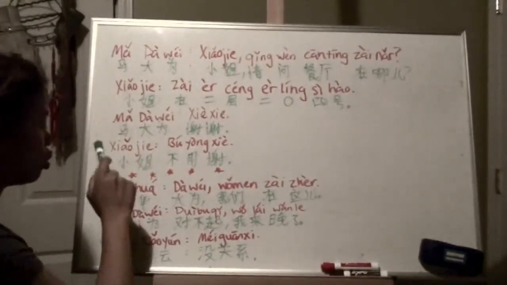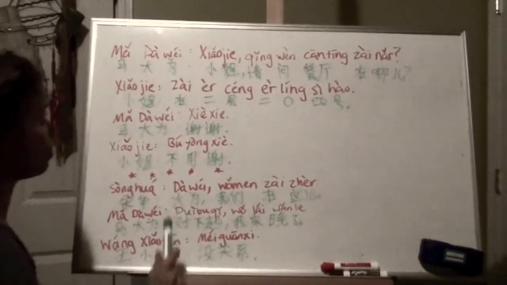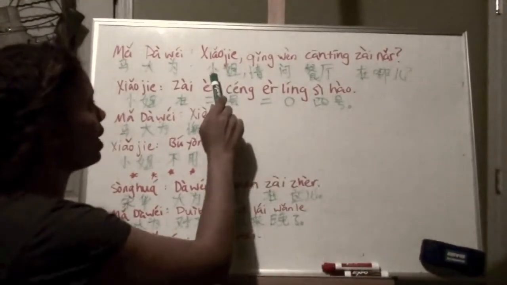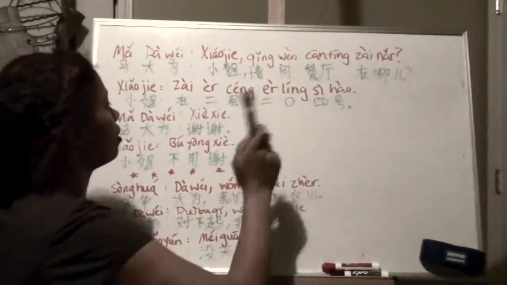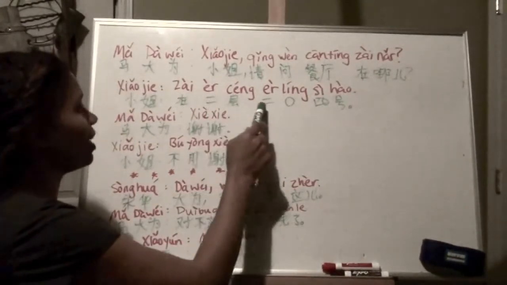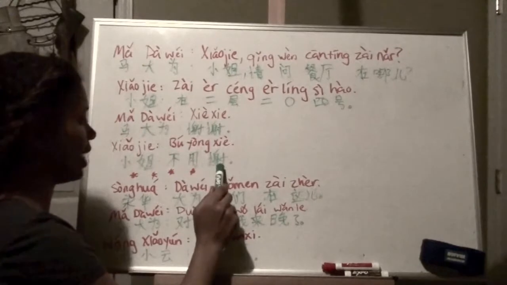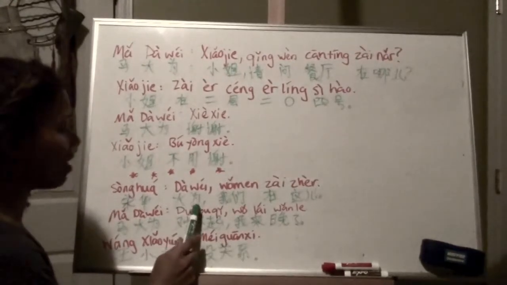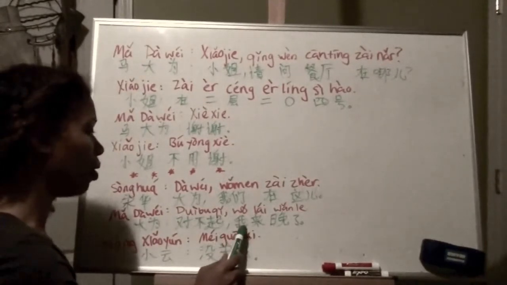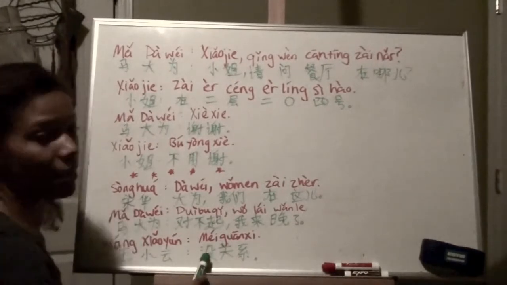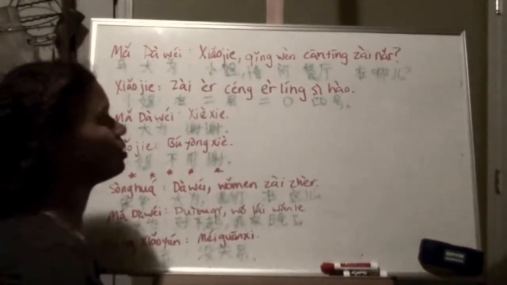宋华， 宋华，王小云，王小云，小姐，请问餐厅在哪儿？在2层204号。谢谢。不用谢。大为，我们在这儿。对不起，我来晚了。没关系，没关系。 Okay, to break it down, so 小姐, miss.